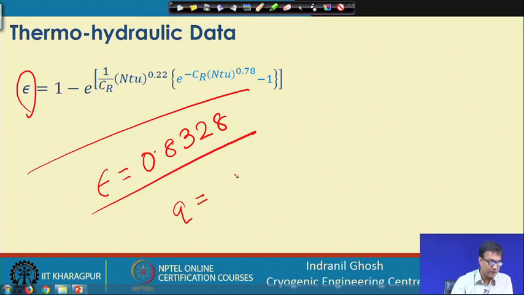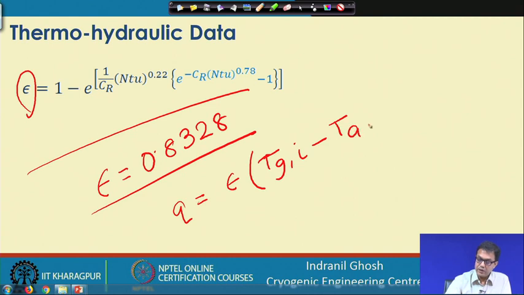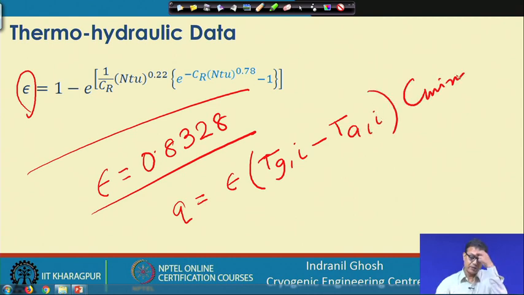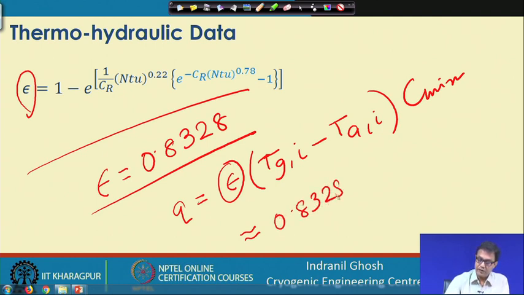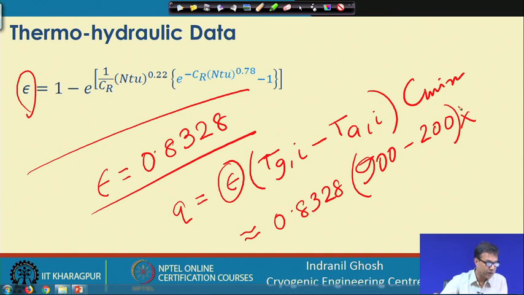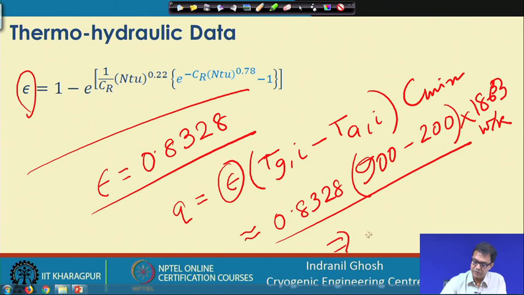So, Q would be epsilon times T g i minus T air i into C min. This is from the basic definition of the heat exchanger effectiveness, and if we put all these values, this is supposed to come nearly to 0.8328 multiplied by, this is the epsilon value, T, that is 900 minus 200, and C min was 1863 watt per Kelvin. So, if we now evaluate all these things, this will give you some wattage for the Q.